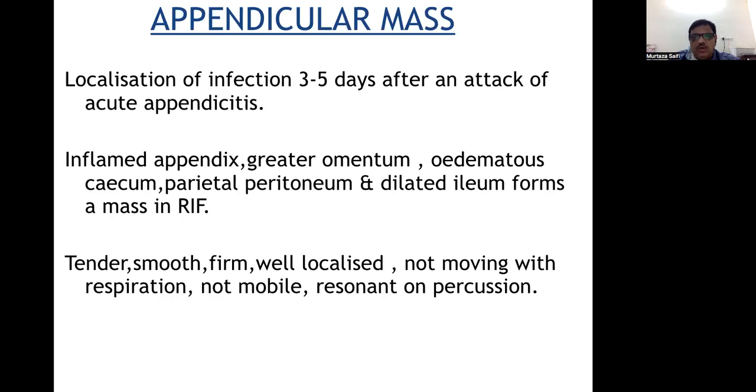Now come to the appendicular mass. What is appendicular mass? Appendicular mass, appendicular abscess and appendicular perforation are all complications of acute appendicitis. First, appendicular mass: localization of infection 3 to 5 days after an attack of acute appendicitis. Inflamed appendix, greater omentum, edematous cecum, parietal peritoneum, and dilated ileum form a mass in the right iliac fossa. Tender, smooth, firm, well localized, not moving with respiration, not mobile, resonant on percussion.